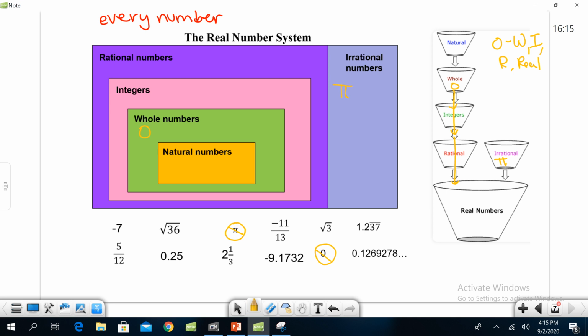And I really like the cups because it really shows you what part of that group it is. If we look at the squares over here, we see that it's a whole number. And whole numbers are inside the box of integers, so it is also an integer, which also makes it rational, which then in turn makes it real.